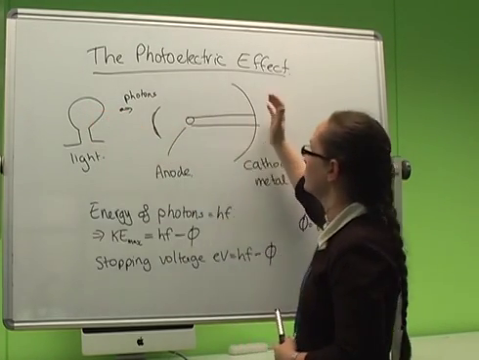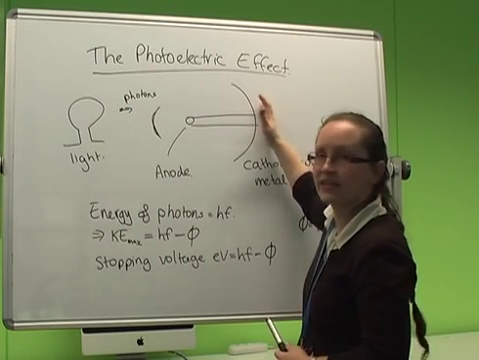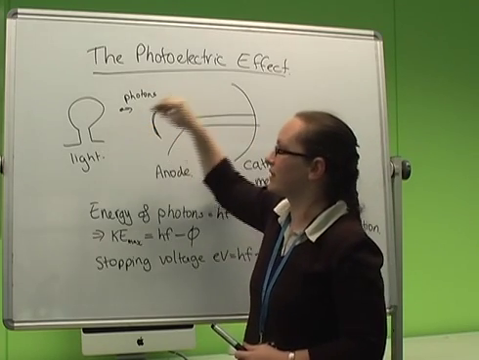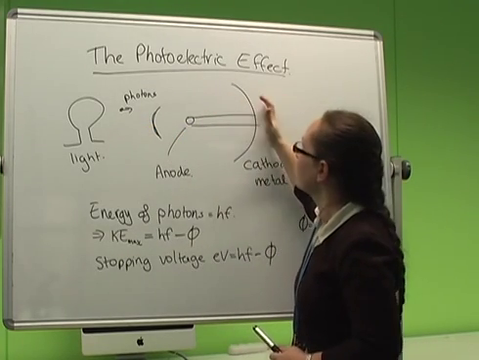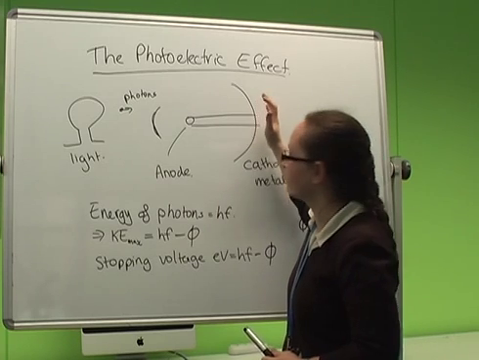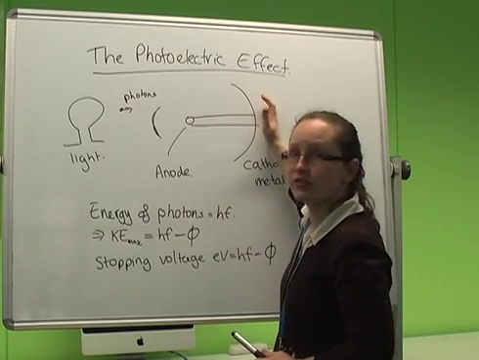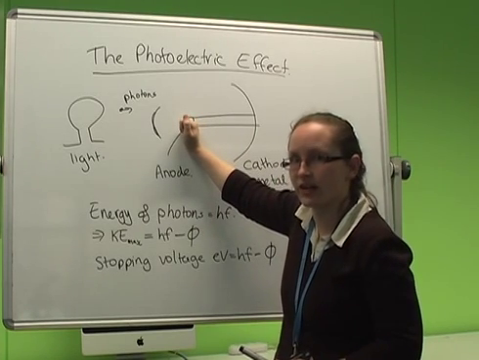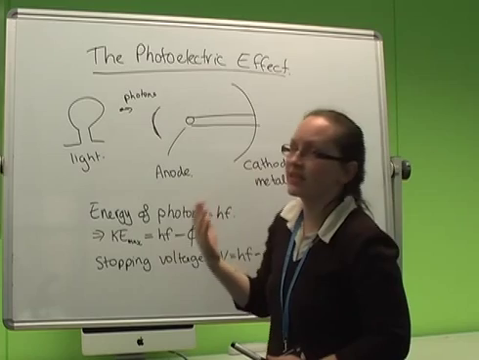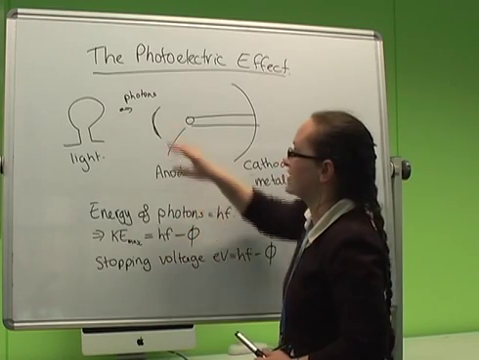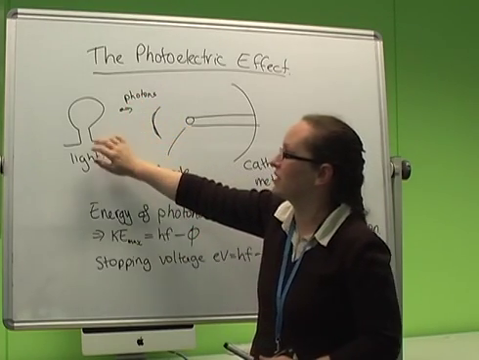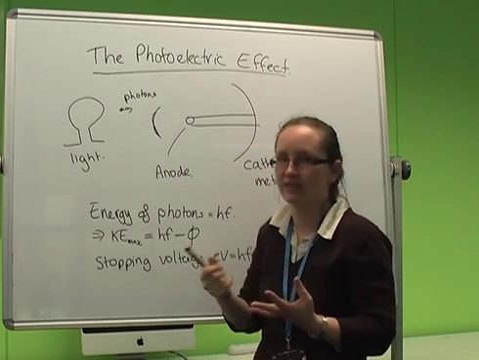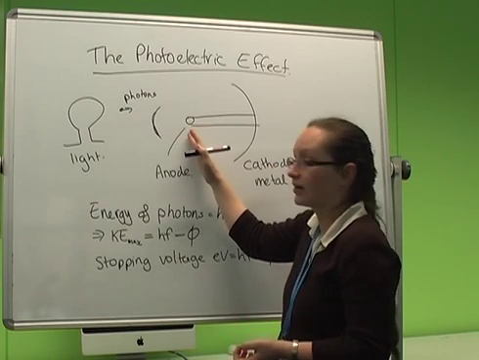to shine onto a cathode which is covered in a metal. If the photons from the light source have enough energy, they will cause electrons to be ejected from this metal. The electrons will then travel towards the anode, where they will be detected as a photocurrent. During the experiment, you're going to place apertures and filters between the light source and the cathode, and you're going to look at how this affects the generated photocurrent.